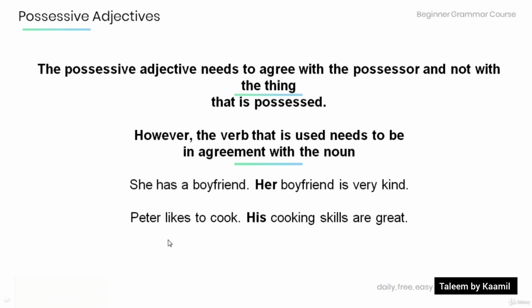And in this sentence, Peter likes to cook. His cooking skills are great. Note that the possessive adjective his is in agreement with what is possessed, which is skills. And the noun skills is in agreement with the verb are.